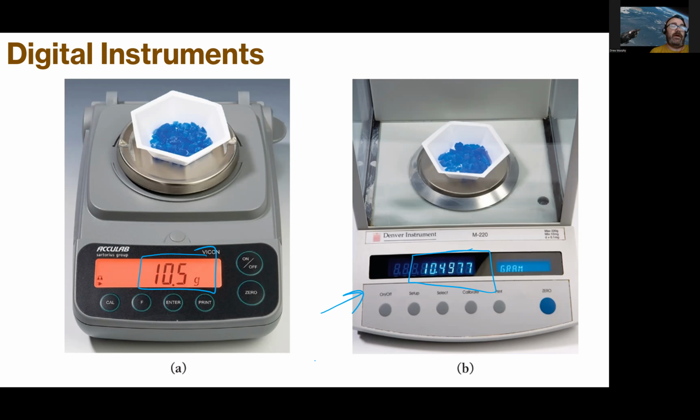So that's something else we want to think about. The more digits your number has, the more precise it's going to be, as long as they are significant digits, and we will get into that. This number is less precise because it only has 3 digits, where this has 6 digits. So with digital balances like this, it's really easy for us to read mass with a lot of precision.